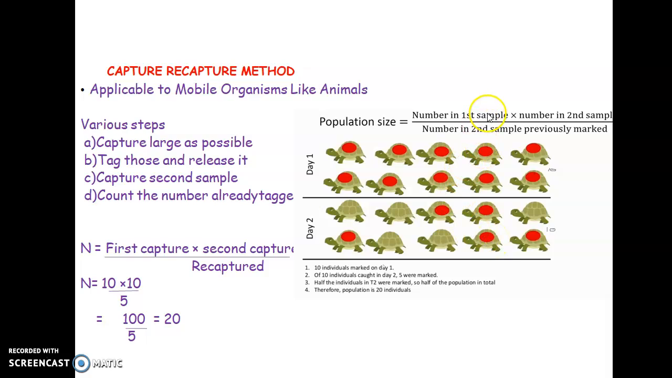Number in the first sample, that is 10, into number in the second sample, that is here also 10, divided by number in the second sample which is previously marked. In the second sample we get only 5 tortoises. So 10 into 10 divided by 5. 5 is the recapture of the previously marked ones. So we will get 20. So this will be the population size of this particular tortoise population. Right?